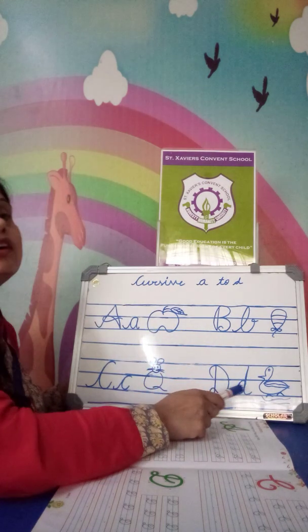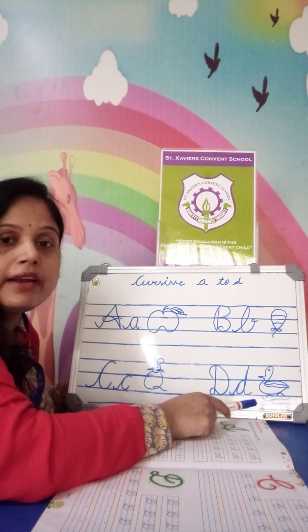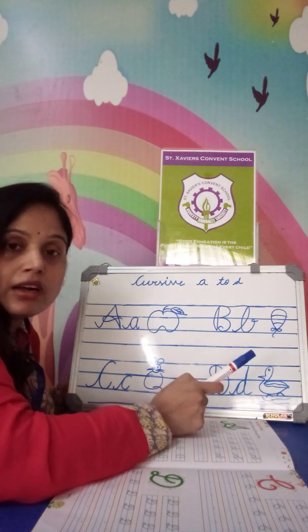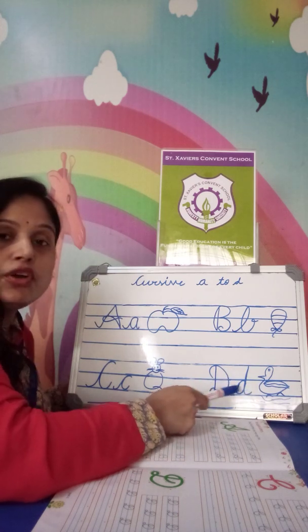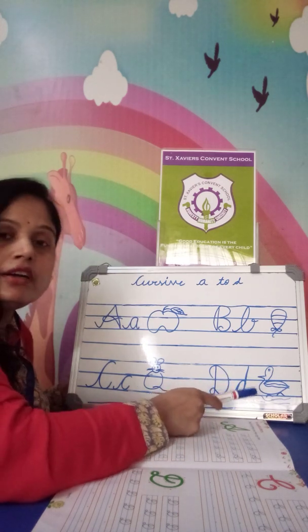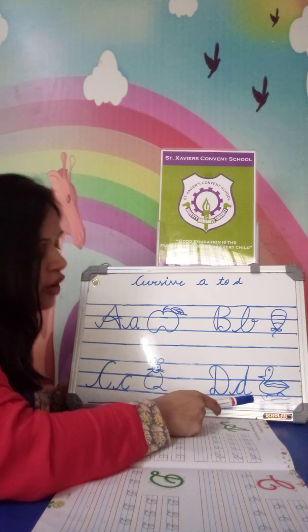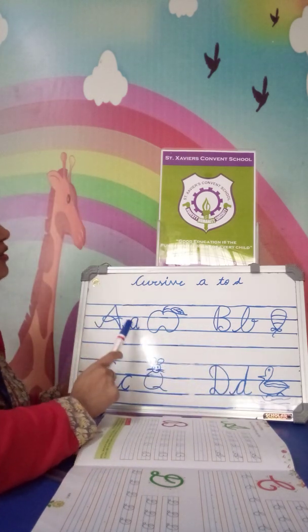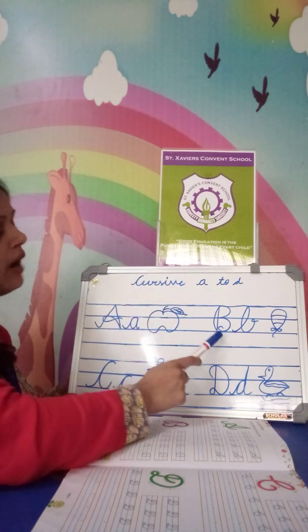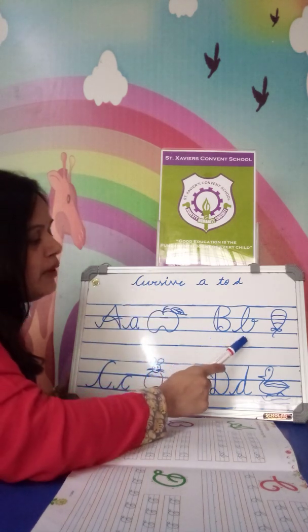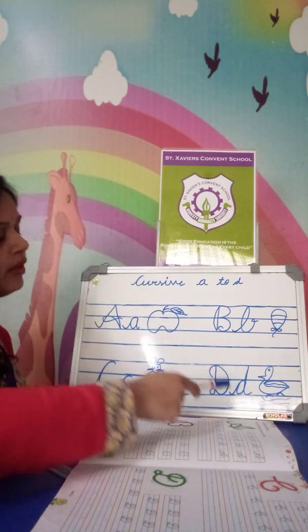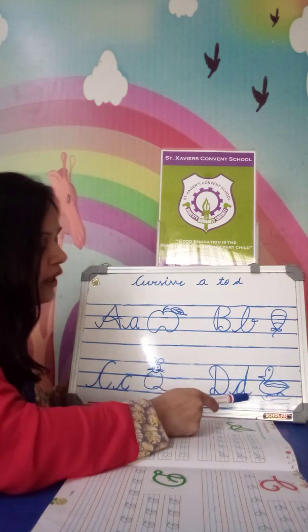D says dog. Like D for dog. D for duck. Okay. So again we repeat with me. Capital A, small a. Capital B, small b. Capital C, small c. Capital D, small d.